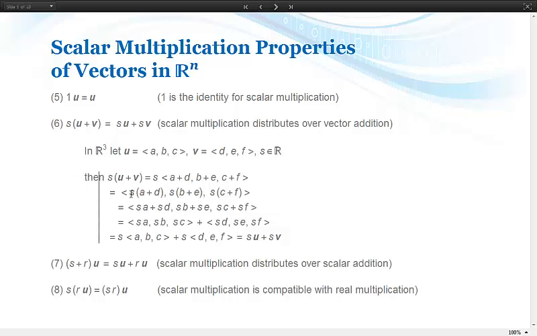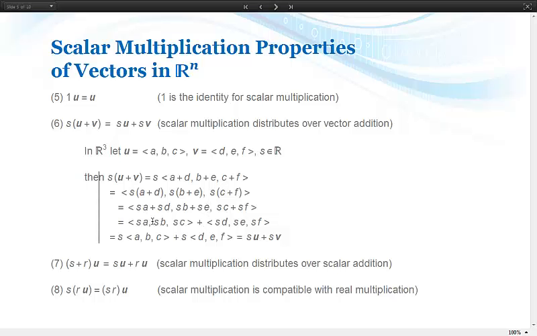I can distribute the s and get the first coordinate to be sa plus sd. I can distribute the s in the second coordinate and I get sb plus se. I distribute the s in the third coordinate, I get sc plus sf. But now each of these coordinates is a sum, so I can break this up into the sum of two vectors. The first vector with coordinates sa, sb, sc, and the second vector with coordinates sd, se, and sf. And this works because of the rule for vector addition.